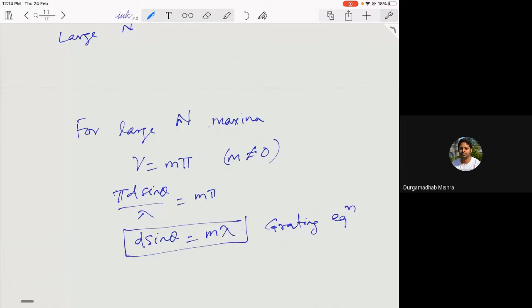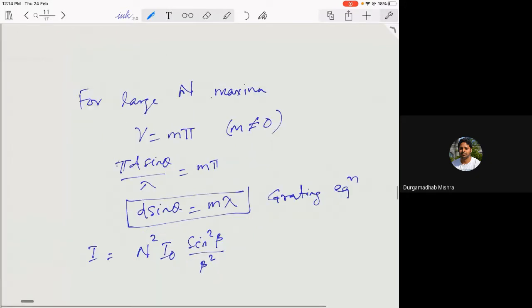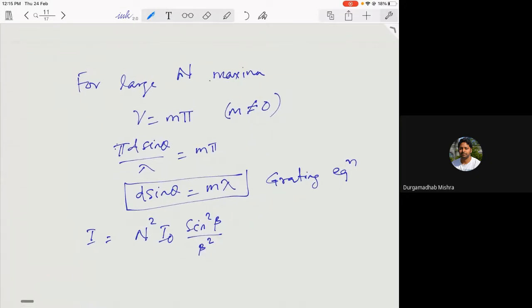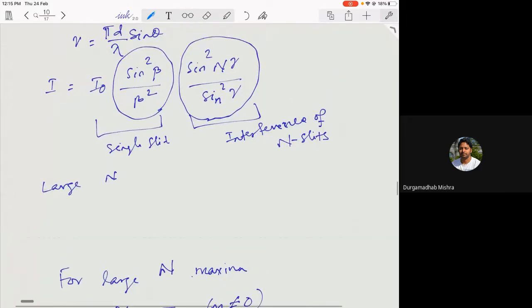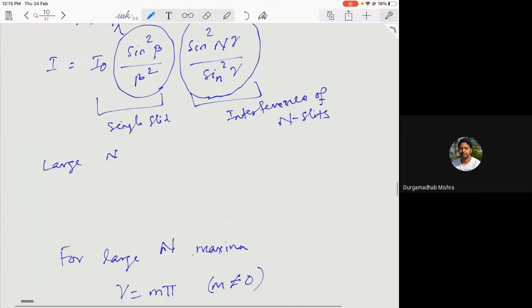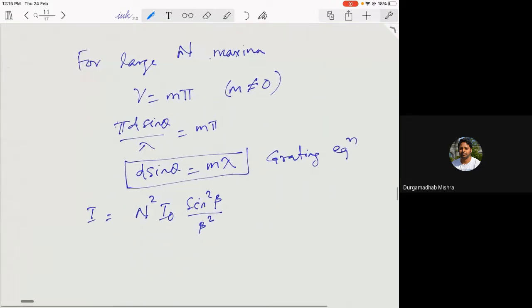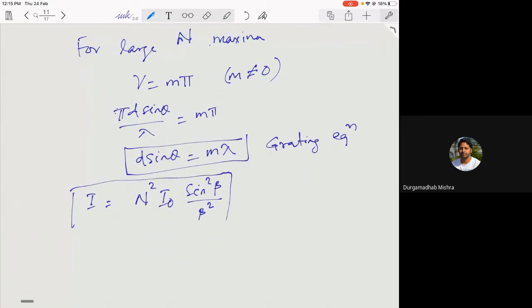And when gamma is equal to m pi, your intensity will be nothing but n square I naught sine square beta by beta square. Because in the limit when gamma goes to m pi, this term sine square n gamma by sine square gamma will be nothing but plus minus n. So this is your intensity maxima. The central one will have maximum intensity n square I naught. So that means now you have increased the intensity.